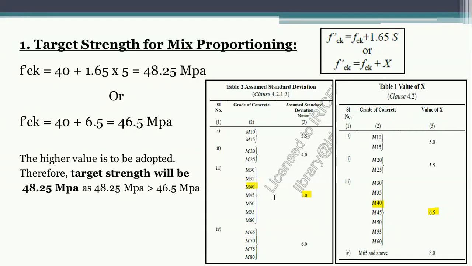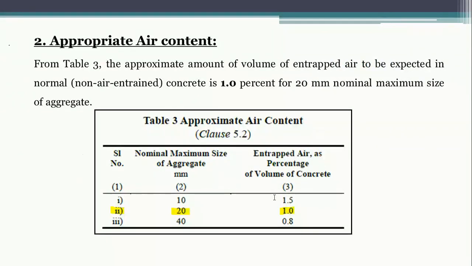Or we have one more formula, f dash ck is equal to fck plus x. So fck is 40 plus x is the constant for the grade of concrete. So for the grade of concrete M40, the value of x is 6.5. So 40 plus 6.5 will get 46.5. So in these two equations, whichever is the highest value, you have to adopt that for our mix design purpose. So out of 48.25 and 46.5, the highest is 48.25. So the target strength that should be obtained from this mix proportion is 48.25. Okay, I hope you understood the first step, how to calculate.